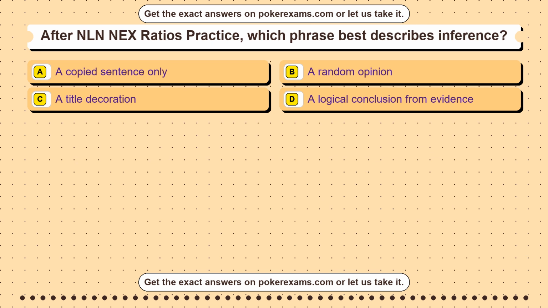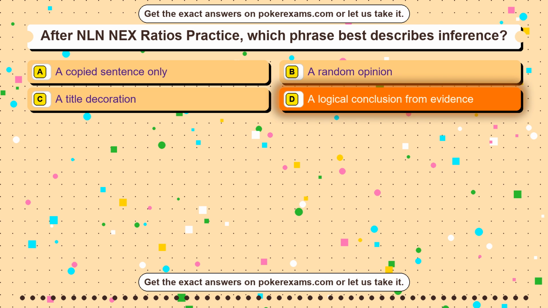Question 46. After GED Prep 2026, which branch of government makes laws in the United States? Option A executive. Option B judicial. Option C military. Option D legislative. The correct answer is option D.